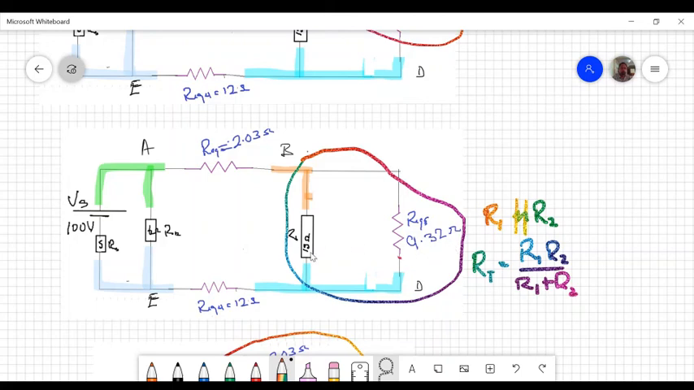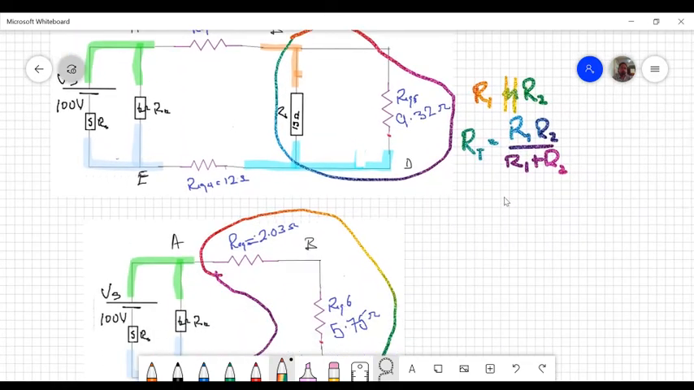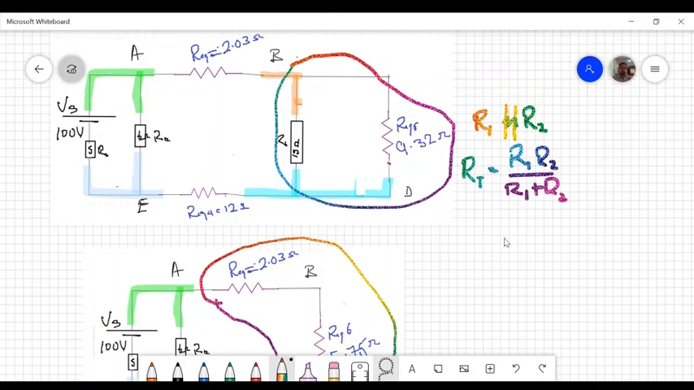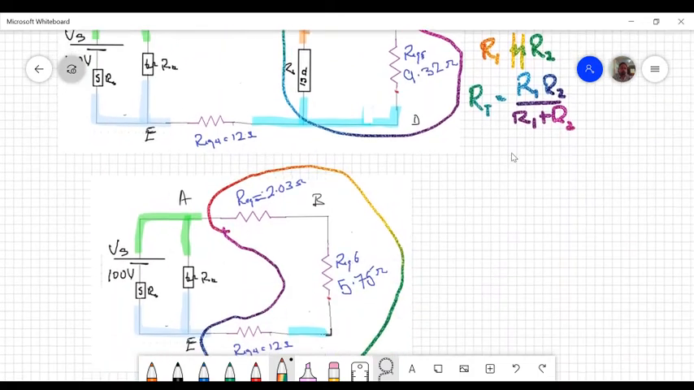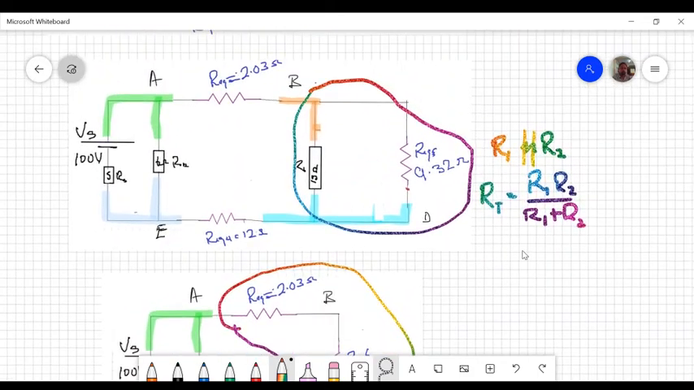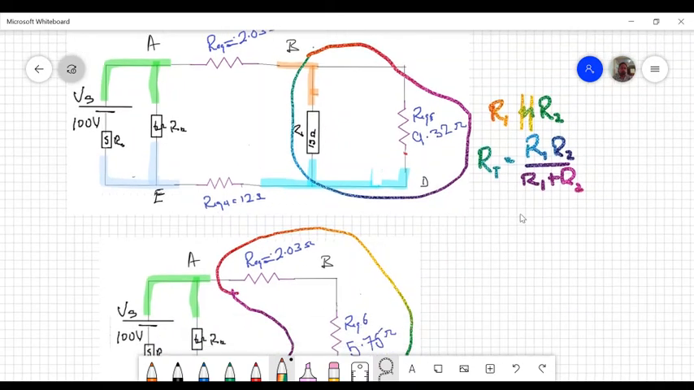Now when we redraw the circuit and we look again, we see that 9.32 is in parallel with the 15. And when you combine those, you get 5.75. And that 5.75, when you replace it in the circuit, you notice it's in series with 2.03 and 12.